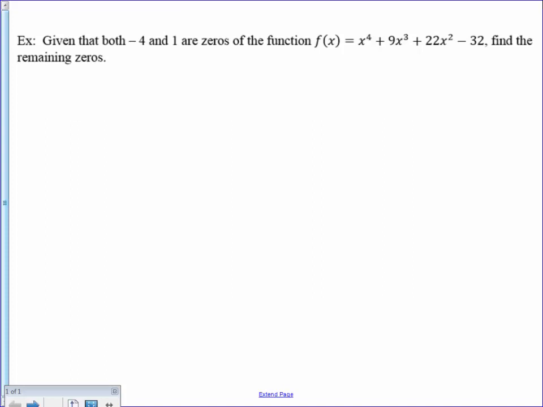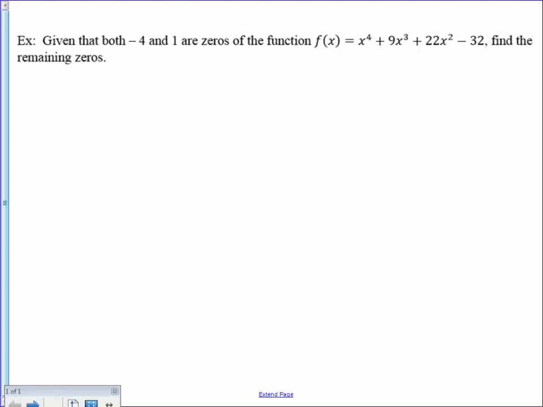This is one of the more difficult problems that we will see in this section. There's more information given, which basically means that we have to do more to find our solution. Here we are given that both -4 and 1 are zeros of the given function, and then we are asked to find the remaining zeros.